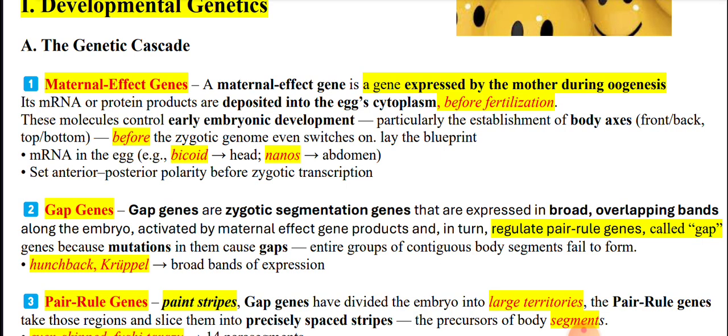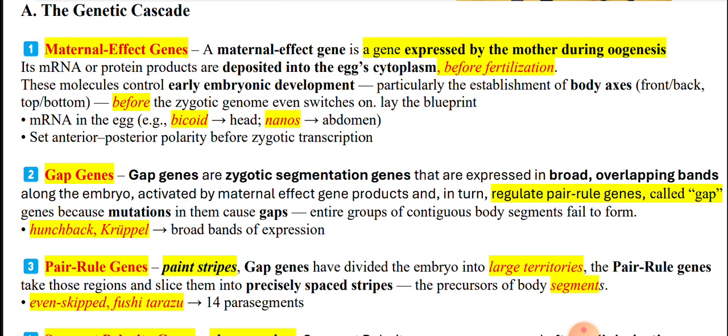That's P, the pair rule genes. If gap genes made the big zones, what do pair rule genes do? Slice them up. That's a perfect way to put it. They slice the territories. They respond to those broad, overlapping gap gene bands. And they introduce periodicity. They paint stripes. Stripes, okay. Yes, they divide those big regions into precisely spaced stripes. These stripes are the direct precursors of the body segments. And this step creates, specifically, 14 parasegments.